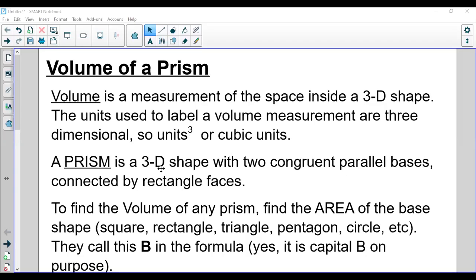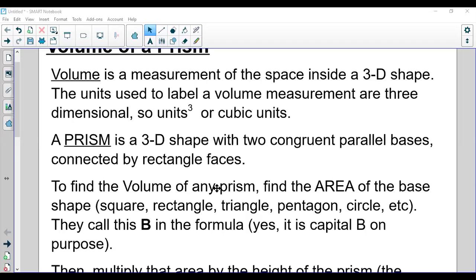We're going to look at prisms today. A prism is a three-dimensional shape with two congruent parallel bases. Sounds kind of scary. Congruent means they're equal. Parallel means they are not intersecting. And they're the bases of the shape. It's two equal ends, and they're going to be connected by rectangular faces. We'll see what that means in a minute.